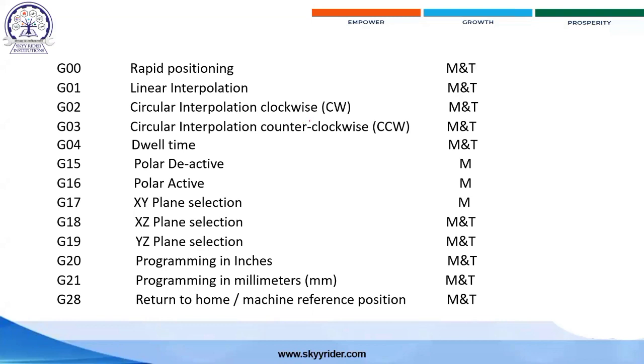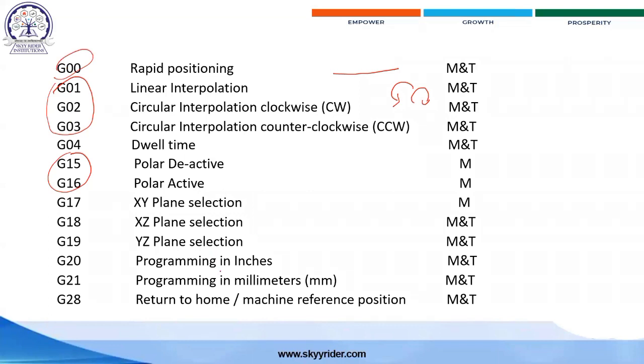G00 is for rapid positioning. G01 is for linear interpolation, which means it will cut in a straight line. Then G02 and G03 are circular interpolation, clockwise or anti-clockwise, meaning it will cut in a circular motion. We will be using these also, and these three will also be used in today's program.